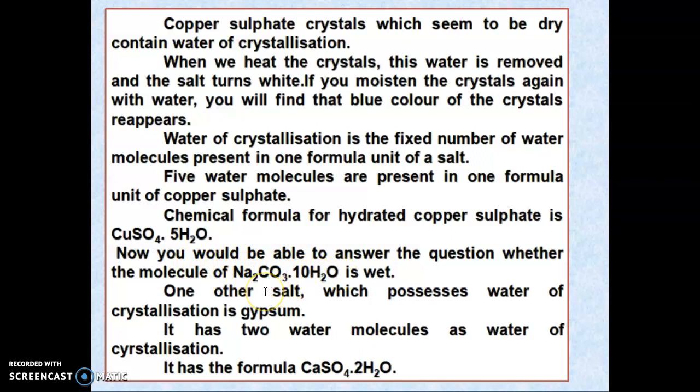One other salt which possesses water of crystallization is gypsum. It has two water molecules as water of crystallization, so it has the formula calcium sulfate, CaSO4·2H2O. Same thing, you can say for ferrous sulfate. Ferrous sulfate is green in color, and it has 7 molecules of water. So when we remove these water molecules, what happens? The ferrous sulfate will become white.